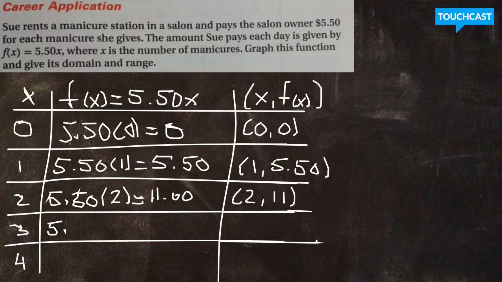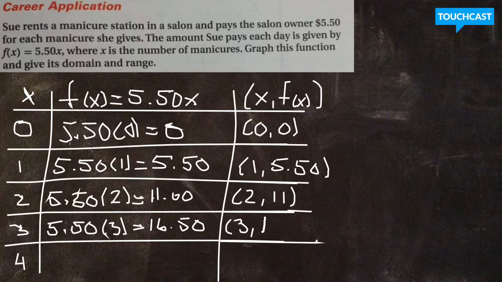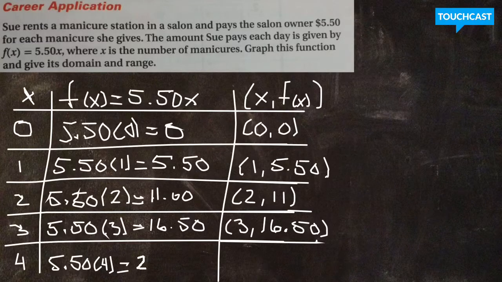If she has 3 customers, she'll need to pay some value, where we take $5.50 times 3. That's going to be $16.50. So our next ordered pair is 3, 16.50. One more to go. $5.50 times 4, if she happens to have 4 customers, that's going to give us $22. So our last ordered pair will be 4, 22.